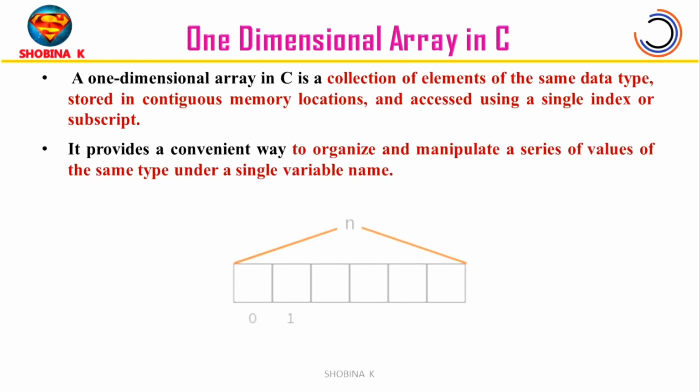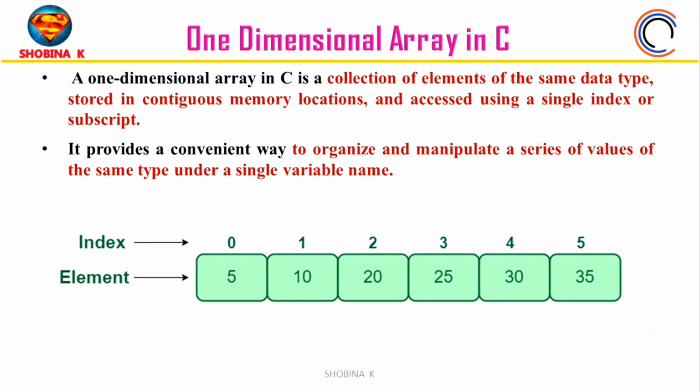A one-dimensional array is a linear data structure that represents a fixed-size sequence of elements. All elements in the array are of the same data type. The elements are stored in contiguous memory locations, meaning that the memory addresses of consecutive elements are consecutive. Each element in the array is identified by a unique index or subscript, starting from 0 for the first element. The total number of elements in the array is known as its size or length.